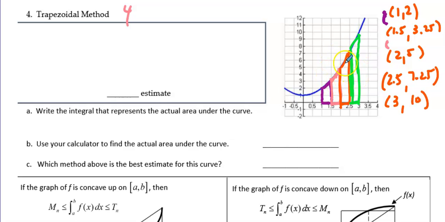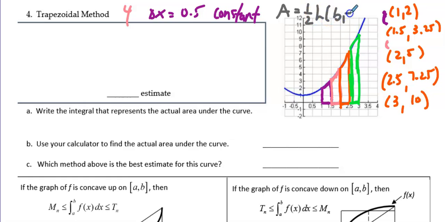Now again, ladies and gentlemen, there are going to be some shortcuts we can do here because delta x is constant. Let's just quickly say that delta x is equal to 0.5 here, and it's constant. I'm going to show you how to do it without the shortcut, and then with the shortcut. The only other thing we need to know is that the area of a trapezoid is 1/2 the height, multiplied by the sum of the bases.